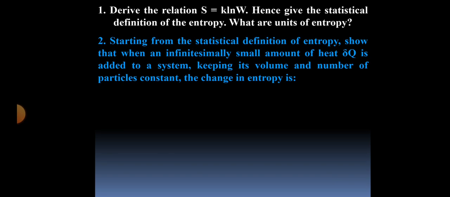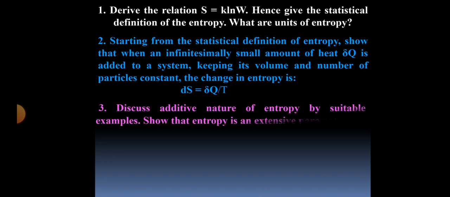Question number 2: starting from the statistical definition of entropy, show that when an infinitesimally small amount of heat delta Q is added to a system, keeping its volume and number of particles constant, the change in entropy is given like this: dS is equal to delta Q upon T. We have to keep volume and number of particles constant. This is also an important question, a derivation.